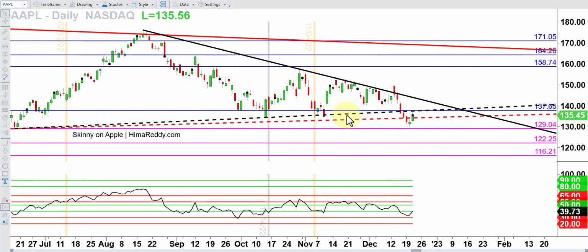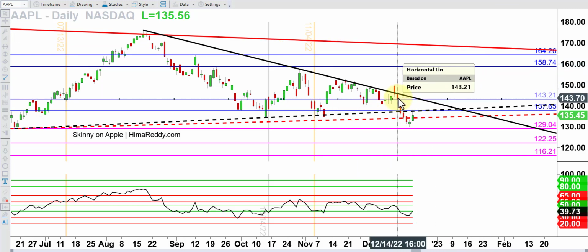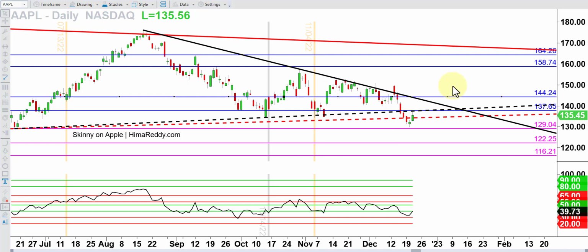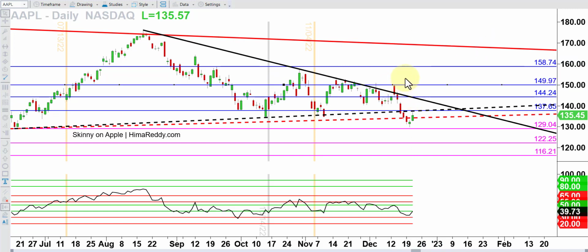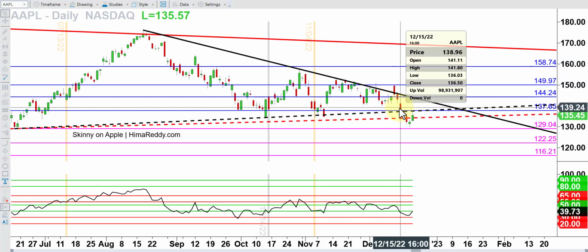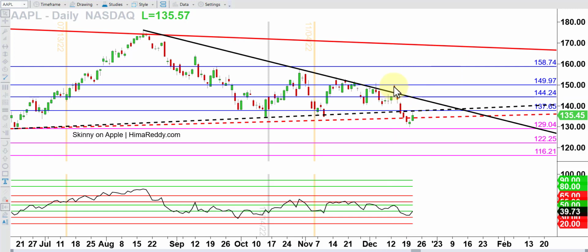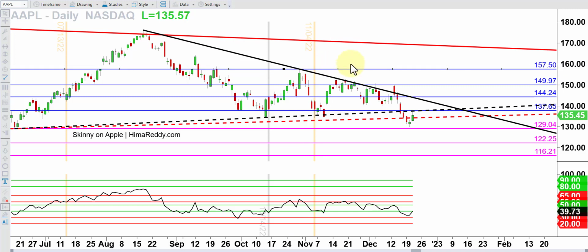All right, once that happens, the next barrier is 144.24. And notice that that is near the falling black trend line. After that is the most important recent high, which is this swing high here at 149.97. And then the new resistance to watch after that would be the high of this whole kind of range, 157.50.